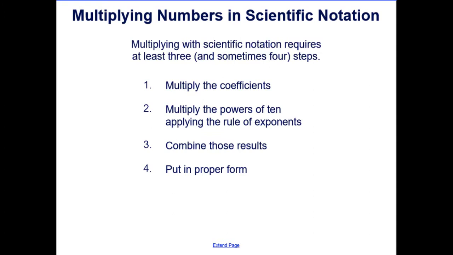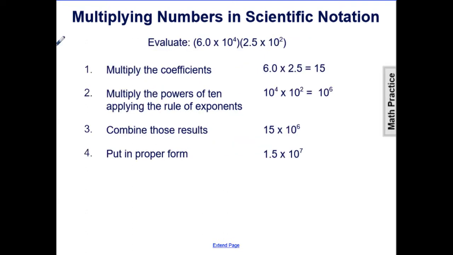When multiplying with scientific notation, it requires at least 3 and sometimes 4 steps. We're going to multiply the coefficients, multiply the powers of 10, applying the rule of exponents. And again, that rule is we're going to add the exponents. We're going to combine those results and then put it in proper form. Let's take a look at how that works.